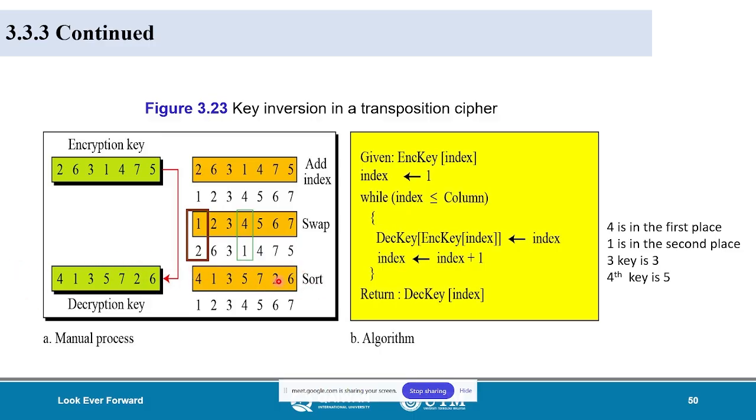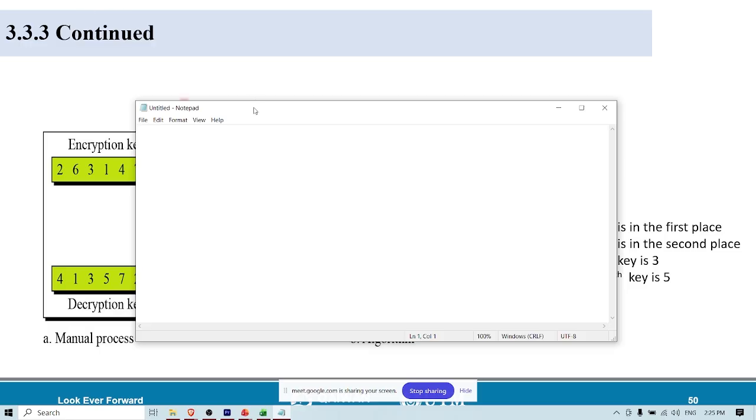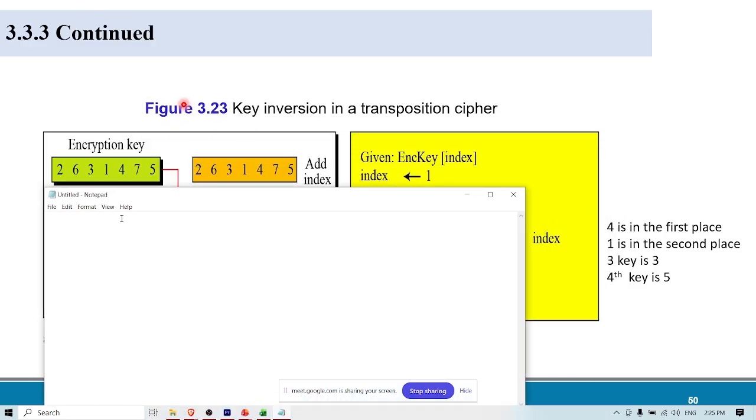Let me open a notepad. What is our encryption key? It is 2 6 3 1 4 7 5.